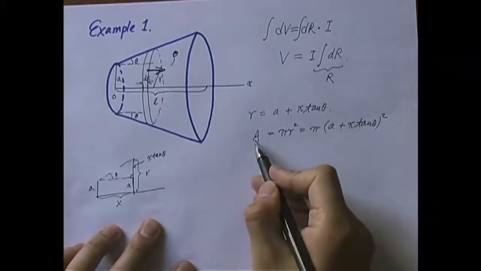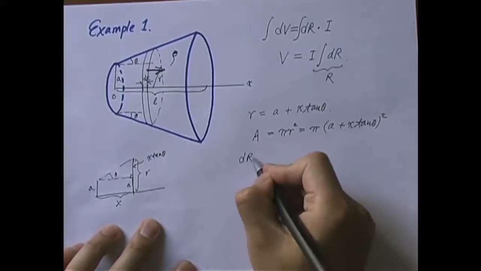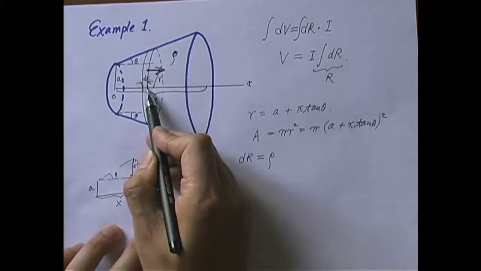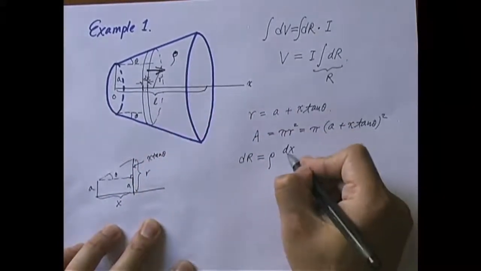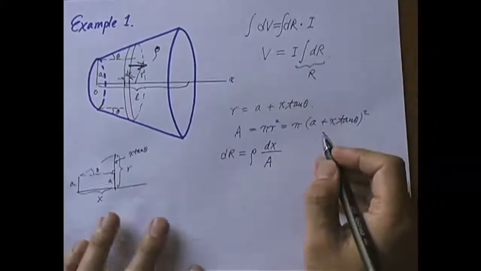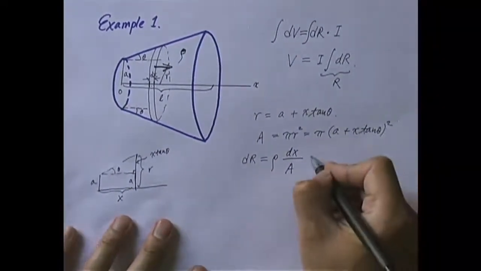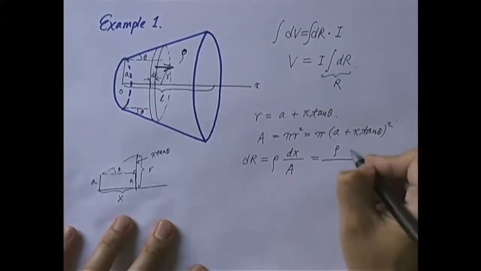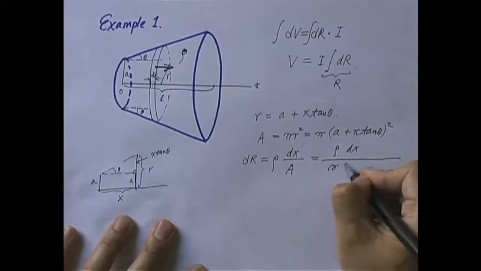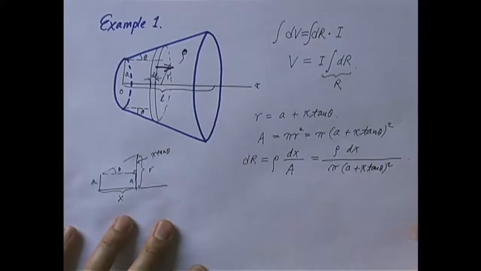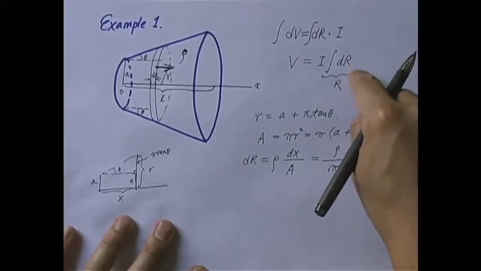Okay, given the cross-section area, what is dr then? Dr, by definition, is rho times the thickness dx divided by what? By the cross-section area A. Okay, so that's dr, and let me copy A here. It's rho dx over pi times (a plus x tangent theta) squared. That's dr. Okay, given dr, all I have to do is integrate, then I get R.